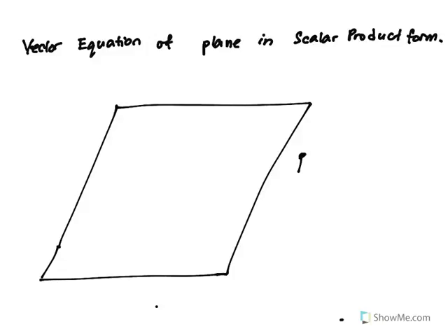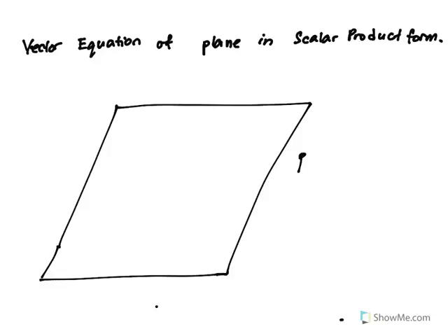So next up, we are going to explain the vector equation of a plane in scalar product form. We know that there are actually three ways to explain the equation of a plane. The first is the vector equation in parametric form, the second is the vector equation in scalar product form, and thirdly is to express it in Cartesian form. So, the vector equation of a plane in scalar product form.